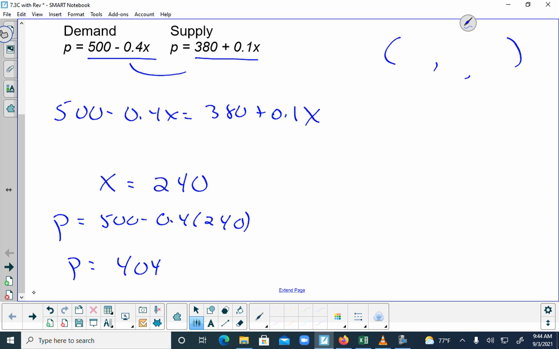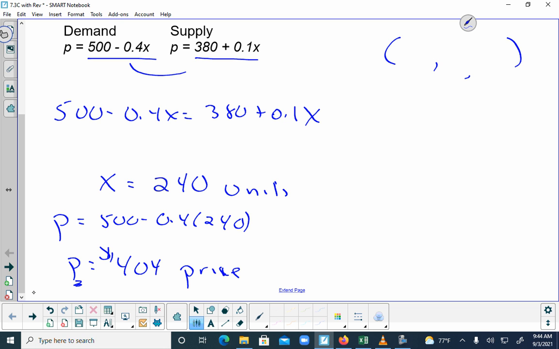Cassidy? The 240 is the price and the 404 is the units. So not right. Was the other way around. Darn it. So x is the number of units and p is the price. That would make sense. So $404. Yes.